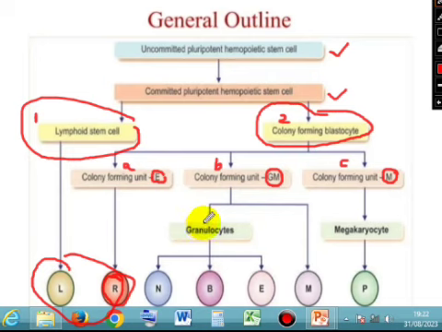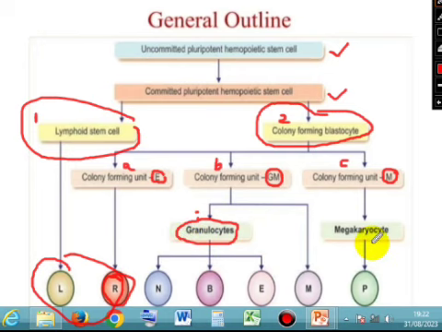The colony forming unit erythroid further grows and differentiates into erythrocytes or red blood cell. RBC stands for red blood cell. So this colony forming unit erythroid will grow and develop to form erythrocytes or red blood cell.